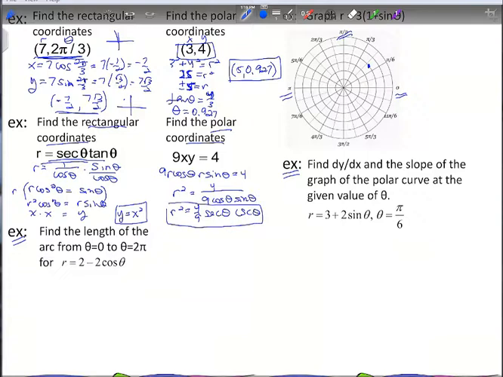And if it really bothers you to have r squared, you can certainly square root both sides and do plus or minus radical, it's fine. But it's also fine to leave it as r squared. Okay?